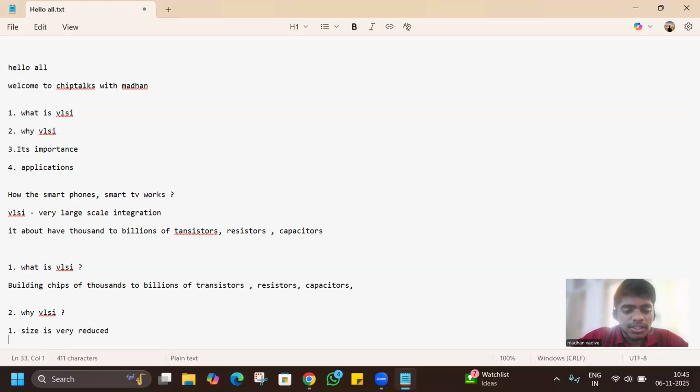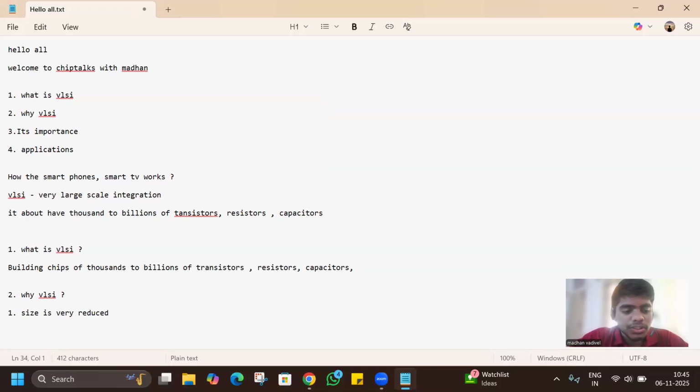Okay, next one is size. Size is very reduced. Okay, next one is power consumption. Power consumption is very low.